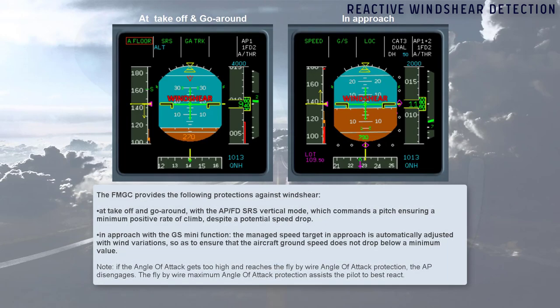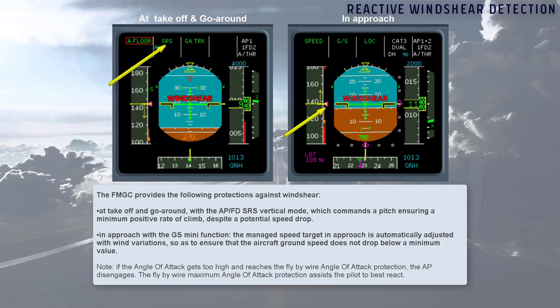The FMGC provides the following protections against wind shear. At takeoff and go-around, with the autopilot flight director speed reference system vertical mode, which commands a pitch, ensuring a minimum positive rate of climb despite a potential speed drop. In approach, with the ground speed mini function, the managed speed target in approach is automatically adjusted with wind variations so as to ensure that the aircraft ground speed does not drop below a minimum value.